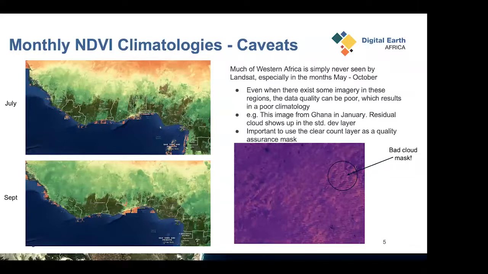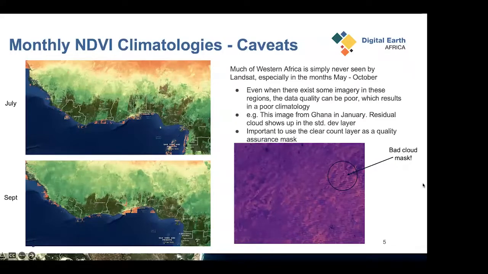So when you are using the NDVI climatologies, especially for some areas, make sure that you check the clear count to see whether you can use it for the area that you want to work with, especially for certain months within the African countries.